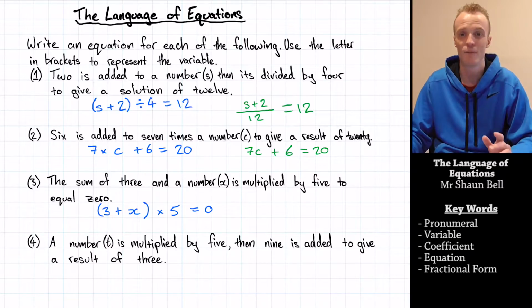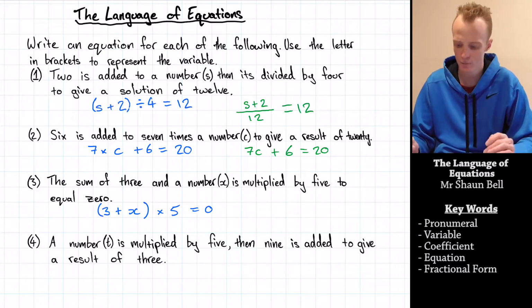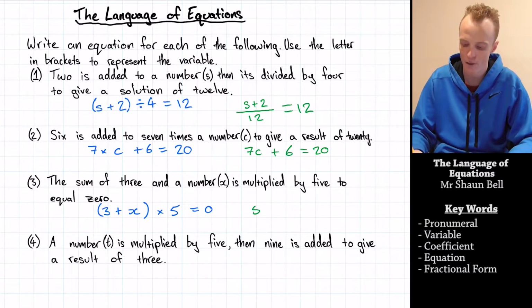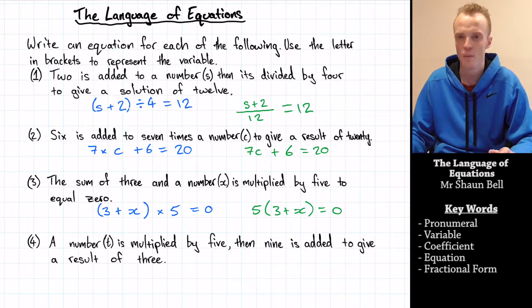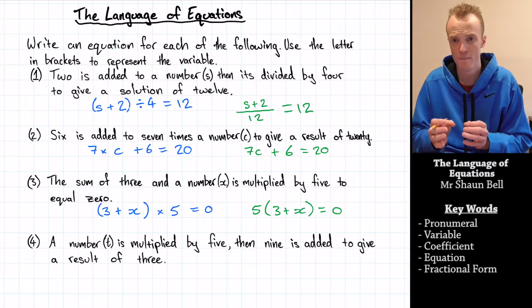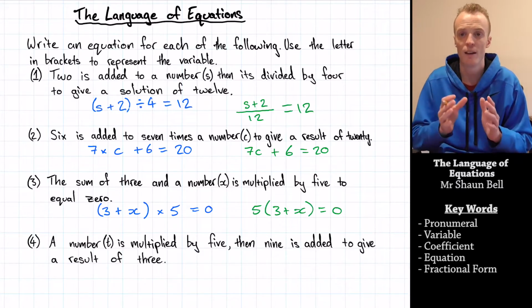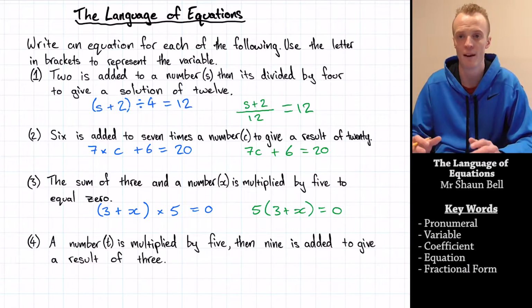Now once again, the conventions of mathematics say that we can write this a different way. We can actually write this as 5 immediately with the bracket 3 plus x. And then close your bracket. And that's equal to 0. Now when we write it like this, we've got an understanding that because the 5's immediately before the bracket, that 5 is going to multiply the answer of whatever's in the bracket there.